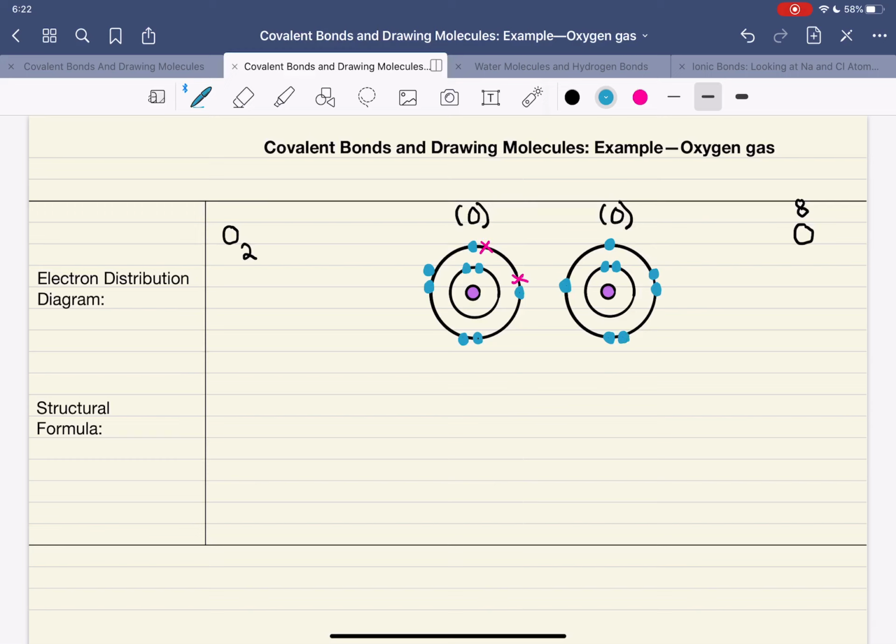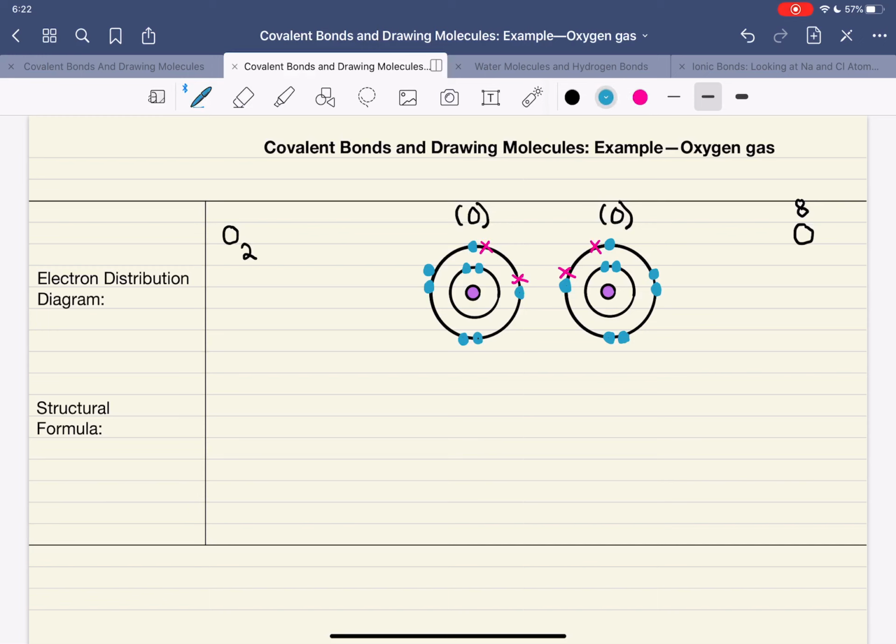So there's the 8 electrons. We have 2 spots or vacancies that oxygen is looking to fill, and 2 oxygen atoms, if they come into close proximity with one another, can help each other fill each of their 2 electron vacancies.